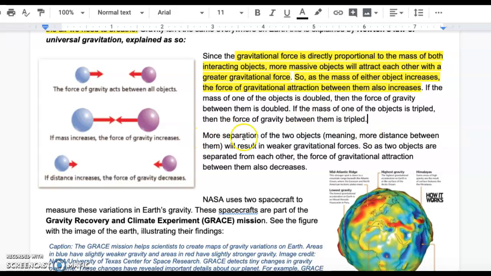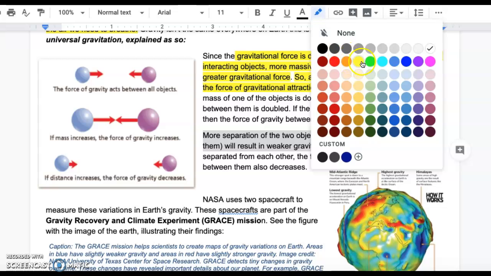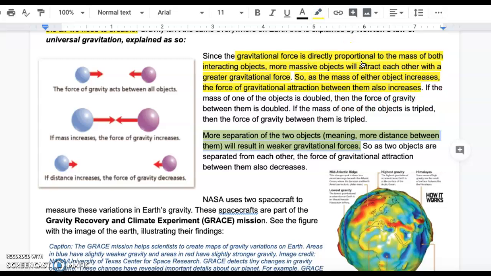More separation between the two objects, meaning more distance between them, will result in weaker gravitational forces. Right? We saw that when we were learning about eccentricity of Earth's orbit. When it's farther from the sun, the gravitational pull is much weaker. So, as two objects are separated from each other, the force of gravitational attraction between them also decreases. So you see these two smaller mass balls down here are much farther apart, so their gravitational attraction is a lot lower, a lot less than these two, which are closer together.